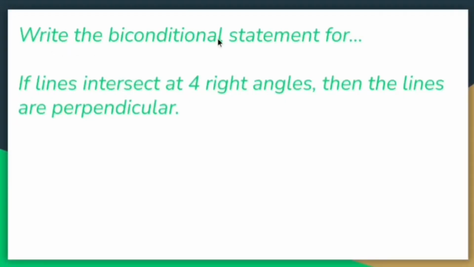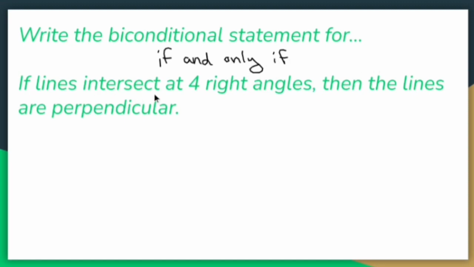Write the biconditional statement for if lines intersect at 4 right angles, then the lines are perpendicular. Biconditional statements are if and only if statements. Okay, so I have children, and if my children are like, Dad, can we watch television? And if I were like, yeah, but only if you do your chores, then my children can watch television if and only if they do their chores.